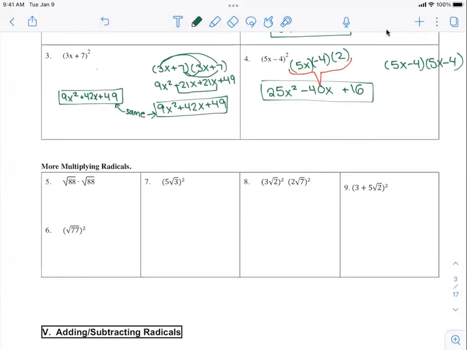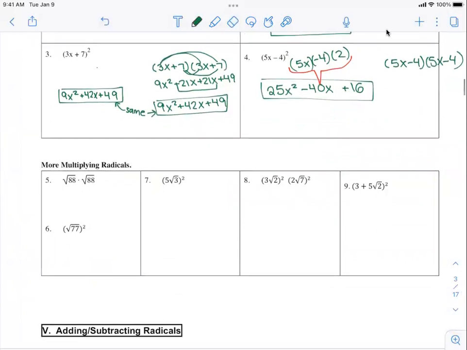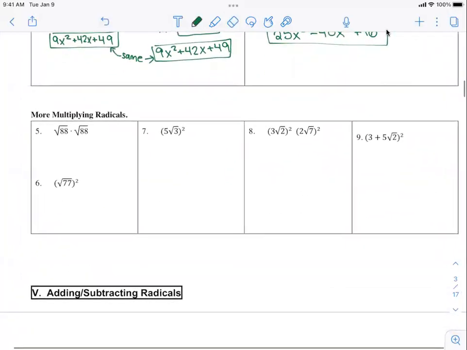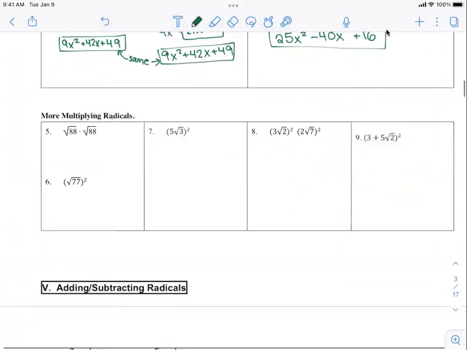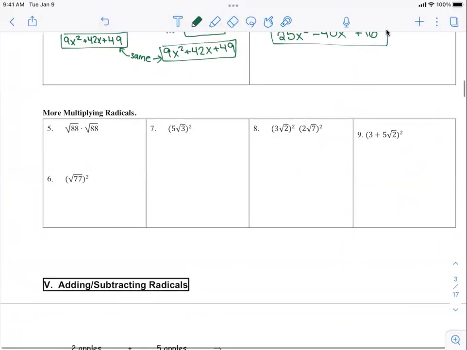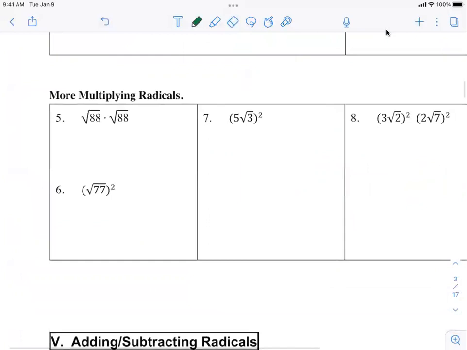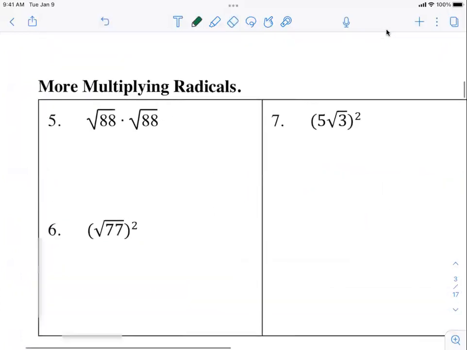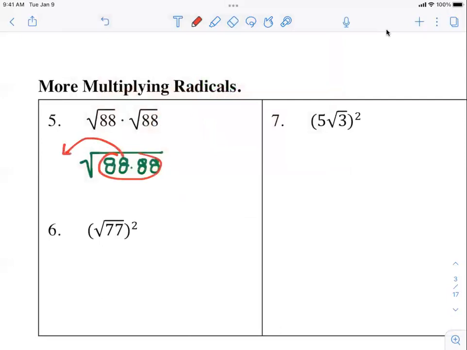Okay, so we're going to be multiplying with radicals and with mainly square roots. So let's go ahead and take a look. So square root 88 times square root 88. You could actually multiply 88 and 88, but you would get a very large number. Notice 88 and 88 are the same. So that makes it a pair that can be pulled out. So 88 times 88, this is a perfect pair. So you can pull this out. So it's just going to be 88.